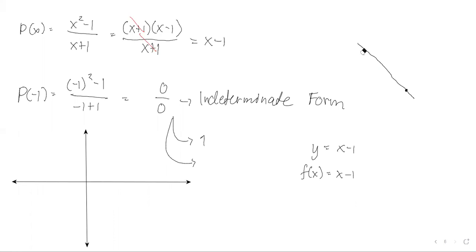Ganyan siya. For example, kunin muna natin yung y-intercept. That is x is 0. So f of 0 is equal to 0 minus 1, that's negative 1. In other words, para makuha mo yung y-intercept, kunin mo lang yung constant. Constant natin is negative 1. Diba? So, 0, negative 1. So, andito siya. Yan yung isang point.